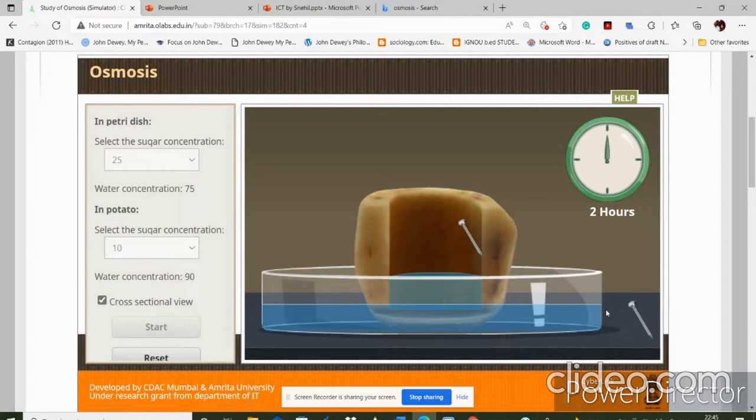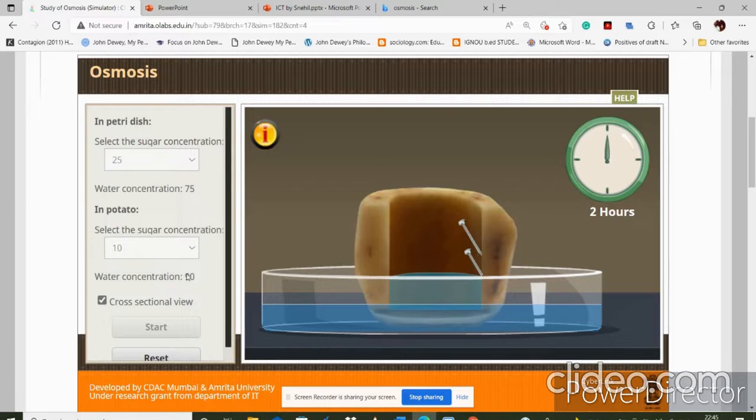Okay, so after 2 hours, we can see the decrease in the level of solution inside the potato. It happened because of osmosis, because the solvent molecules present inside the potato have moved out to the petri dish. So this is osmosis, right, in which the solvent molecules from the low concentrated solution move towards the high concentrated solution through the semi permeable membrane. So this was just one case.